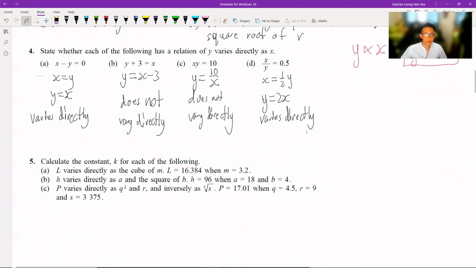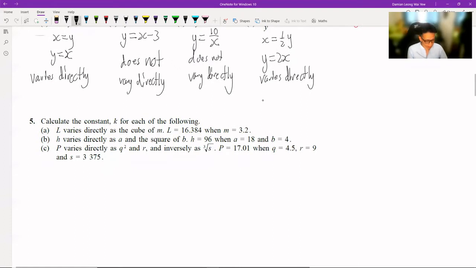And question 5, calculate the constant k for each of the following. Like I said just now, if it varies directly, means I can put it as an equation, y equals to kx. So this k will be a constant. k will always be a constant. So if we know how it varies, we want to find the relation. We have to find the k first, based on the equation.